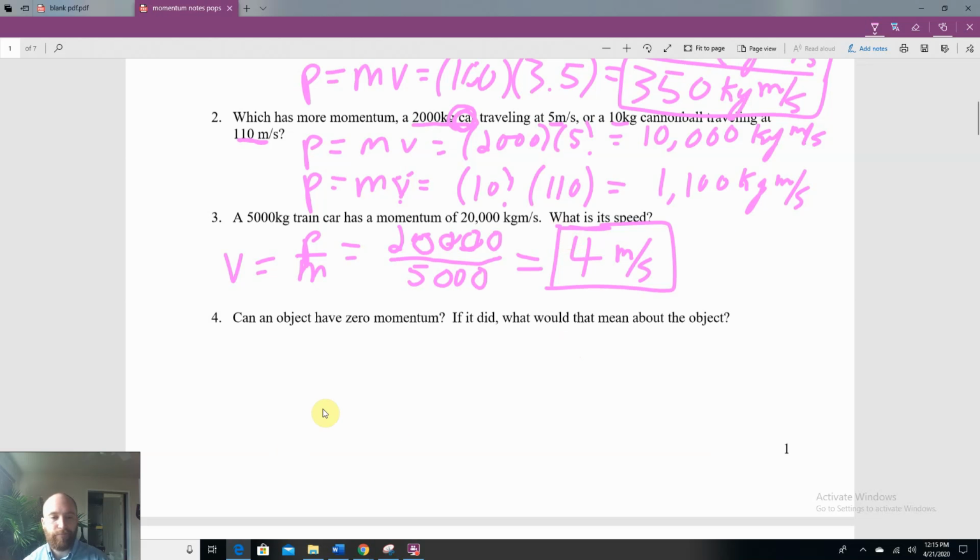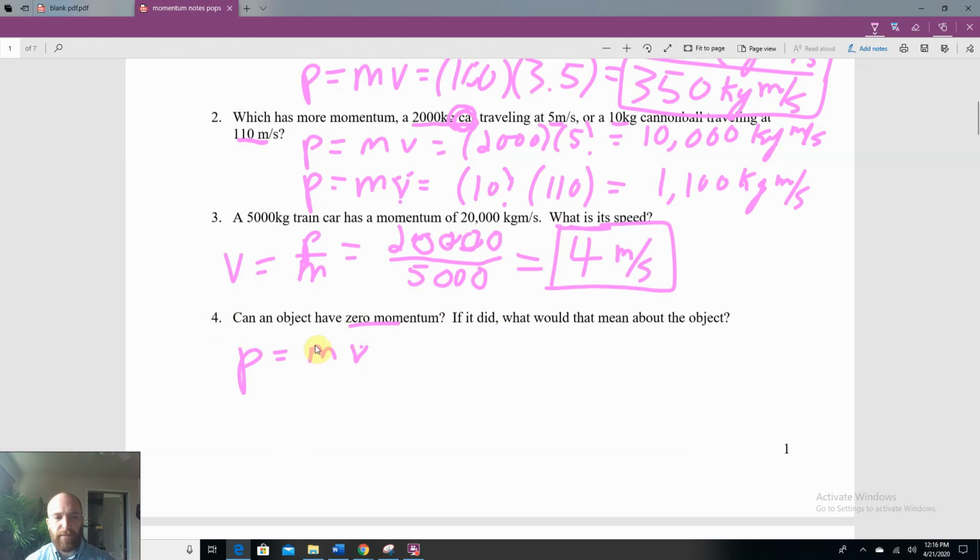Number 4, is it possible? Can an object have zero momentum? If it did, what would that mean about the object? Okay, let's think about it like this. P equals mv. We're doing m times v. If one of these values is 0, the momentum would be 0, right? Because anything times 0 gives you 0.